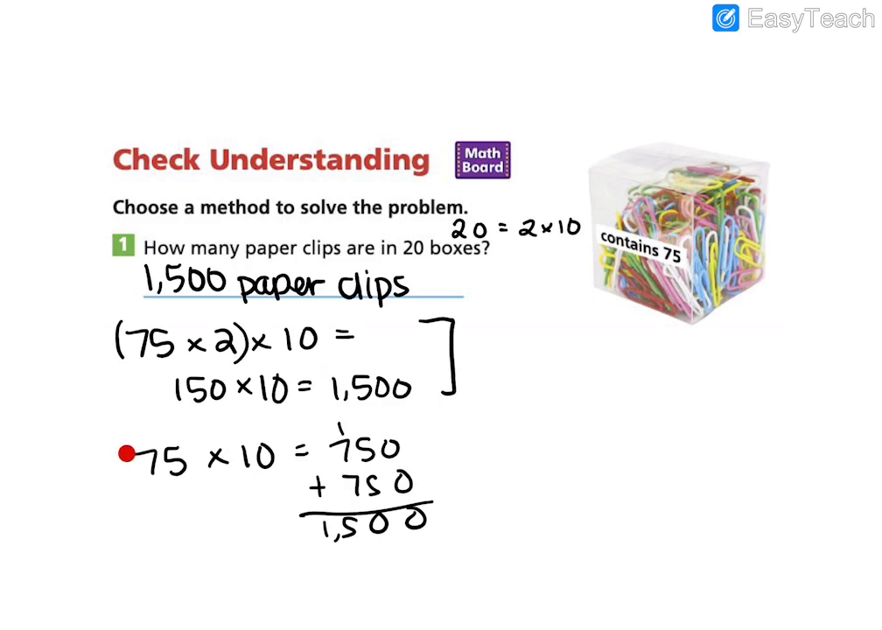You could have also used halving and doubling. I halved 20 because 10 is an easy number for me to multiply by. It's going to give me simple facts. So 75 times 10 is 750. I then needed to double it, so I just added another 750 to double and got 1,500.